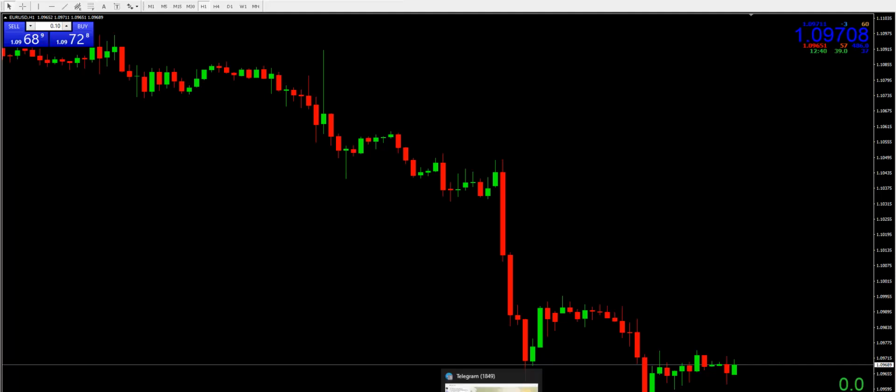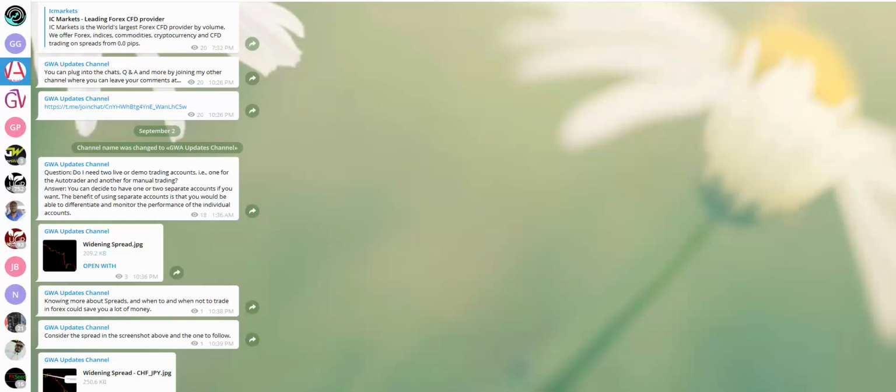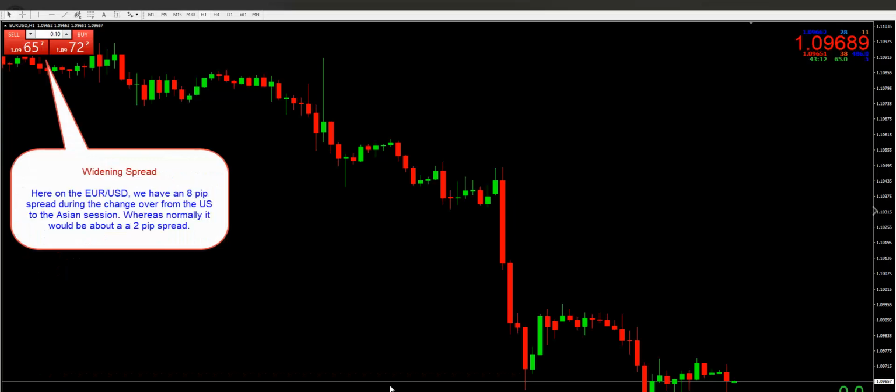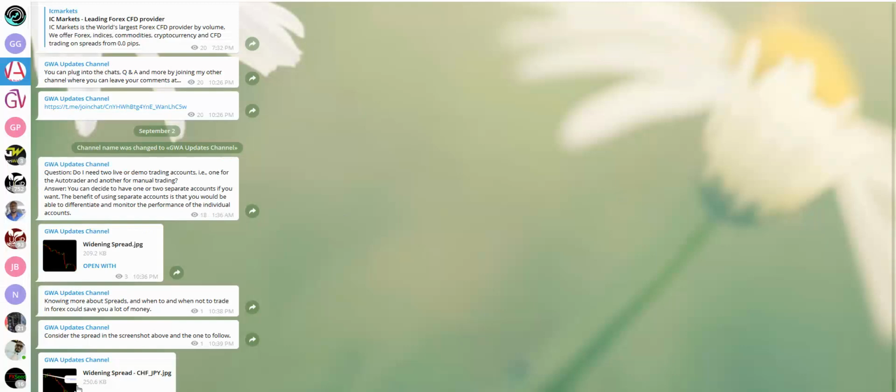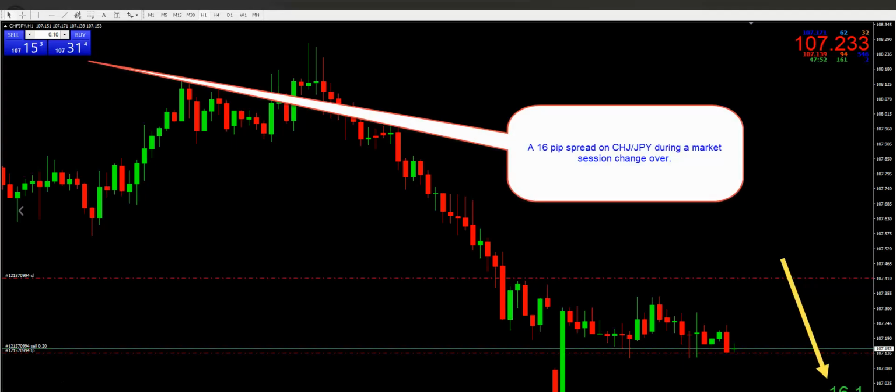I'm going to go to my Telegram group. Well, this is one of my Telegram groups, where I posted a screenshot. So you can see here on EUR/USD, it was about an 8 pip spread or so. Is it 8? About a 7 pip spread or so. Whereas on the CHF/JPY, like you can see here, it basically said it was a 16 pip spread.